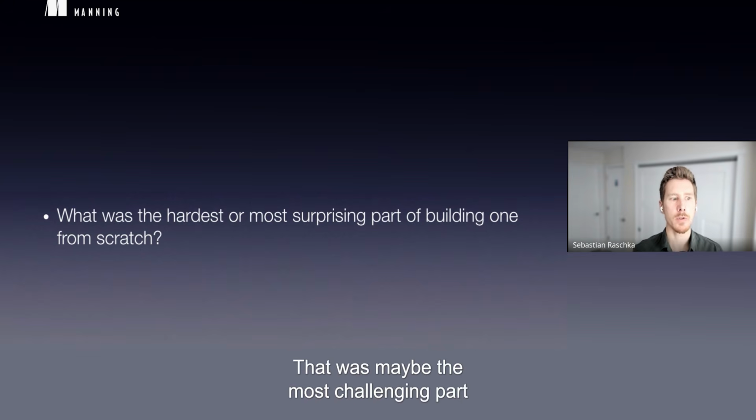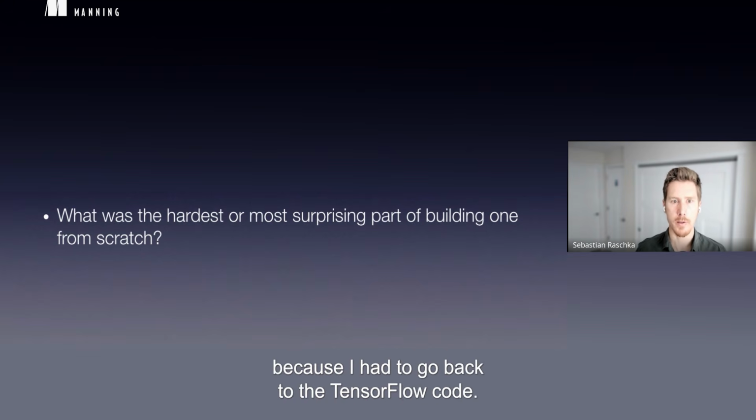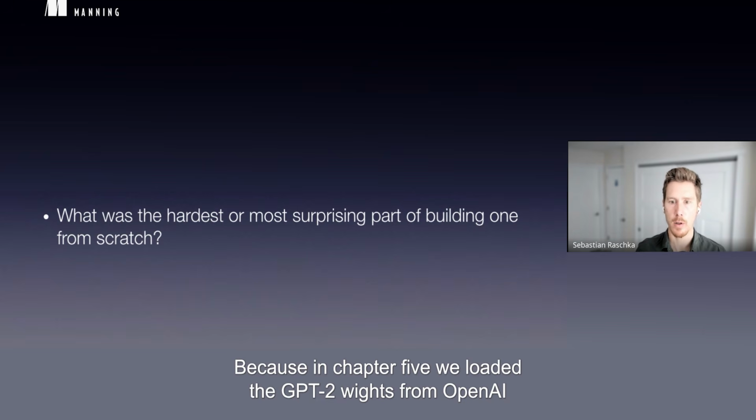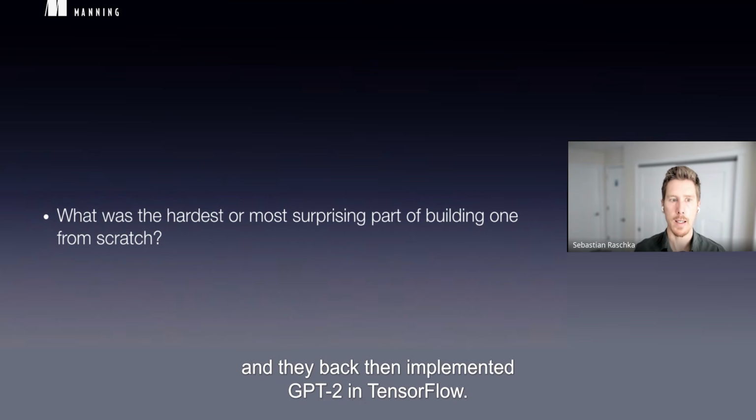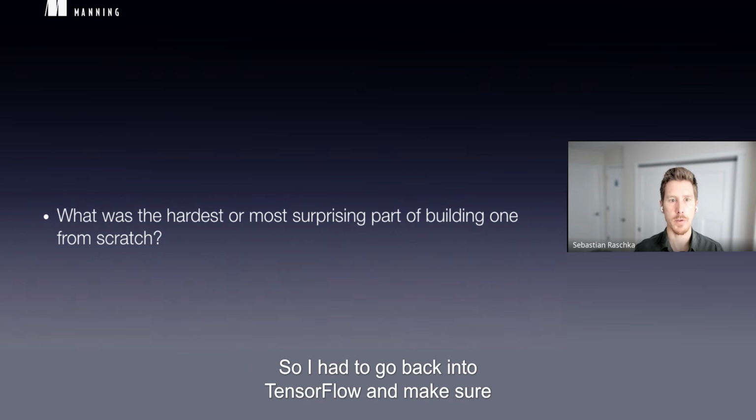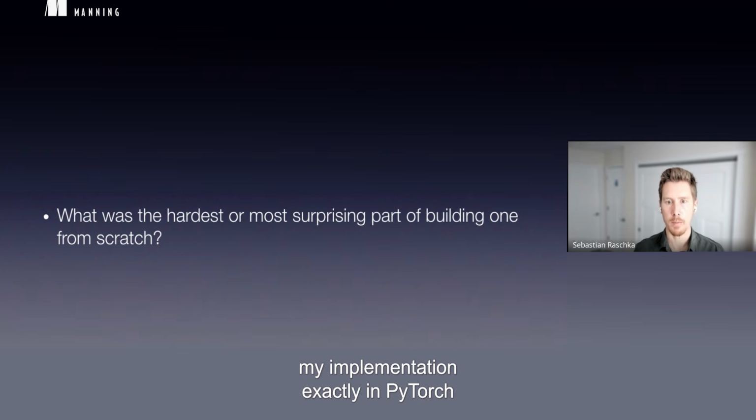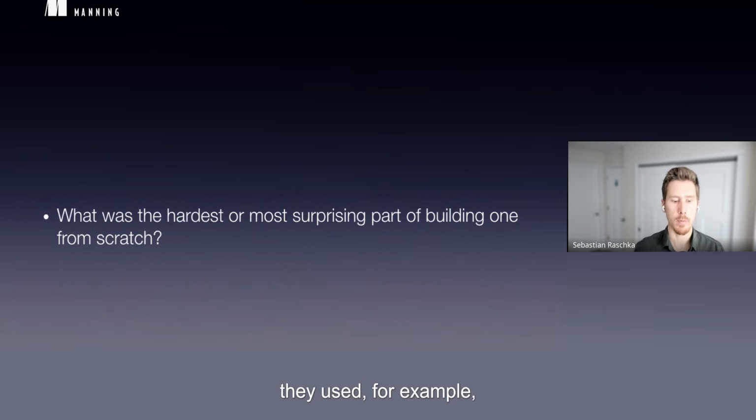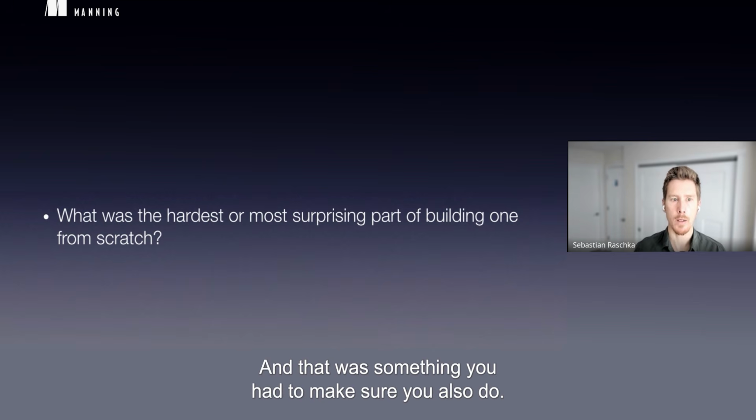Exactly. That was maybe the most challenging part, because I had to go back to the TensorFlow code, because in chapter 5, we loaded the GPT-2 weights from OpenAI, and they back then implemented GPT-2 in TensorFlow. So I had to go back into TensorFlow and make sure my implementation in PyTorch exactly matches the TensorFlow implementation. With that, I mean, they used, for example, bias units in the QKV computation, which is not standard. And I think they just did that. I don't know why, because maybe it was the default setting in TensorFlow and they didn't think about it much, they just kept the default setting. And that was something you had to make sure you also do.